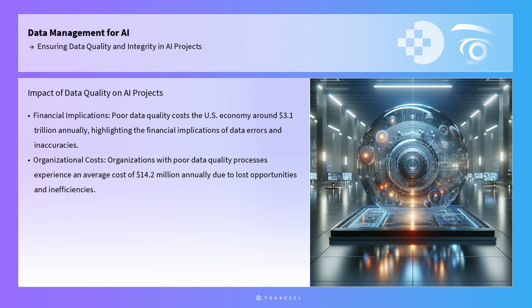Statistics further emphasize the importance of data quality in AI projects. According to a study by IBM, poor data quality costs the U.S. economy around $3.1 trillion annually, highlighting the financial implications of data errors and inaccuracies. Moreover, research by Gartner suggests that organizations with poor data quality processes experience an average cost of $14.2 million annually due to lost opportunities and inefficiencies.